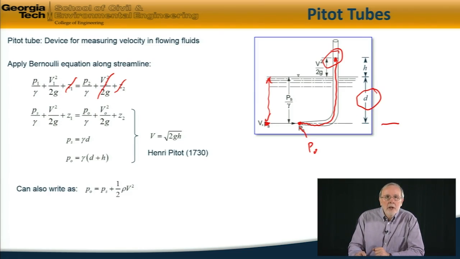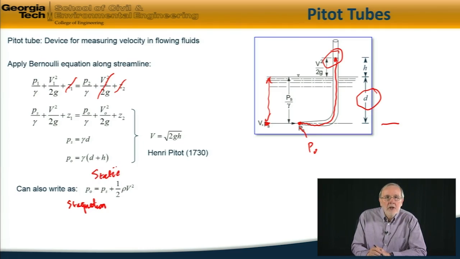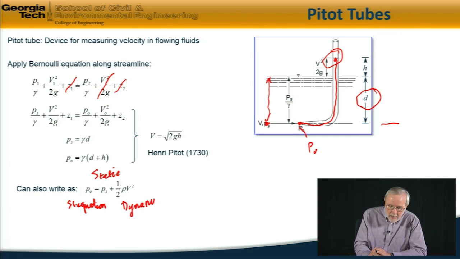Now, we can also write the Bernoulli equation in this form: P0 is equal to PS plus 1/2 rho V squared, where P0 is the stagnation pressure in the flow, PS is the static pressure, and the last term, 1/2 rho V squared, is sometimes called the dynamic pressure.